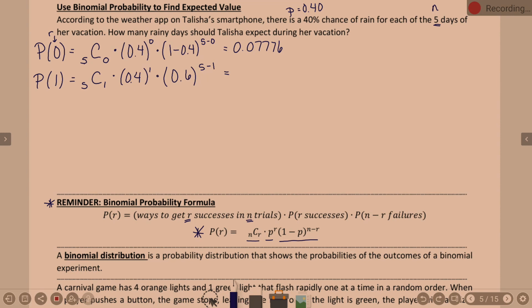So, 5, probability button, nCr, 1, times. Do I have to use parentheses or not? I'm going to try it. I think you might have to use parentheses. 0.4 to the first times 0.6 to the fourth. This could be a fail, so beware. No, actually, you don't have to use parentheses. That worked.